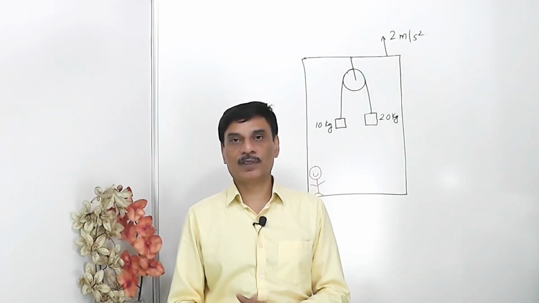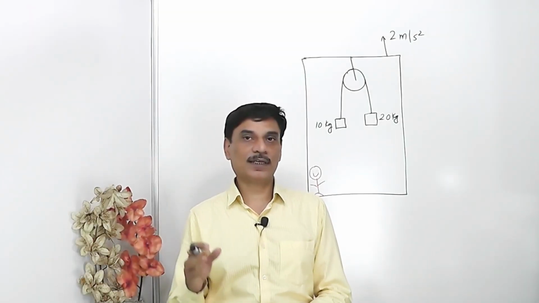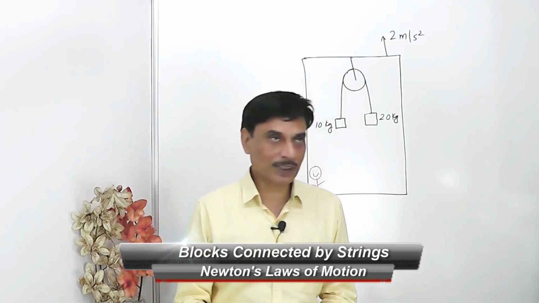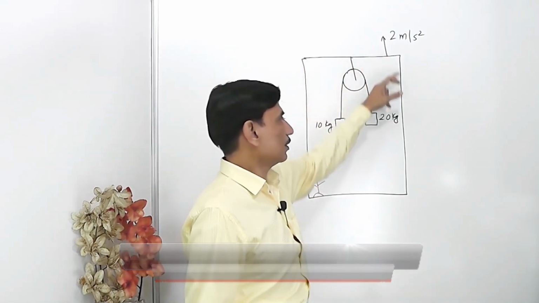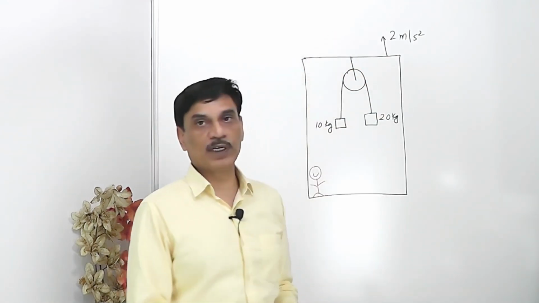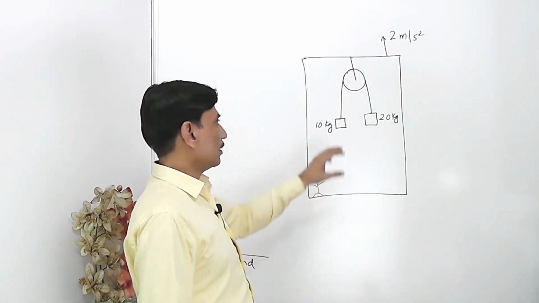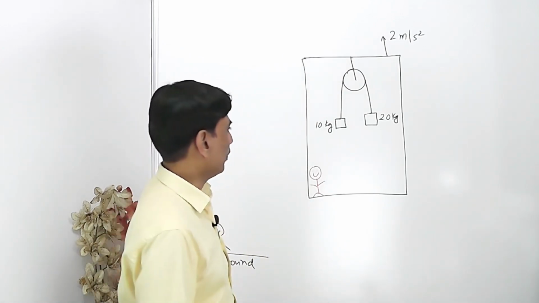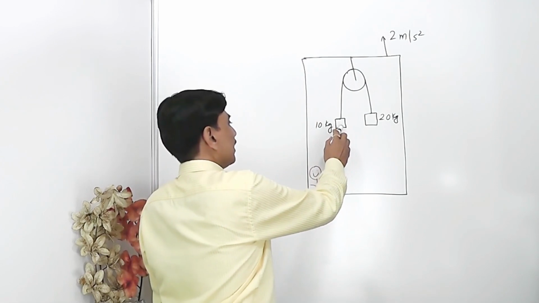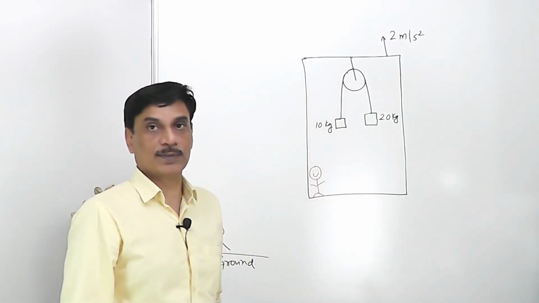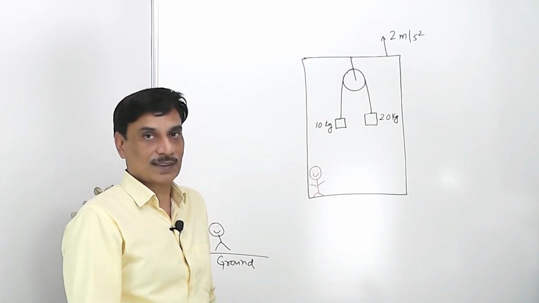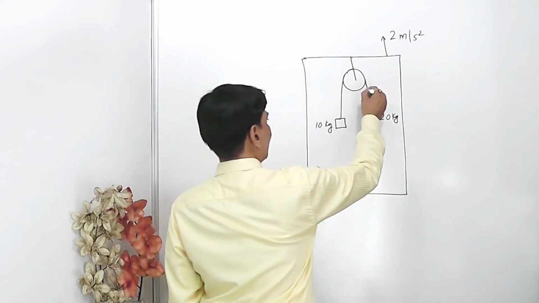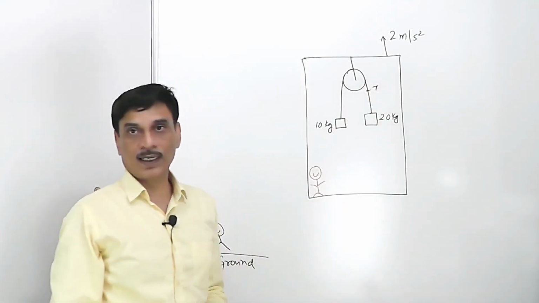Let's solve one more example using the concept of accelerating reference frames, where we make use of the concept of pseudo force. In this question, there is a lift which is accelerating up with 2 meters per second square, and this is a massless pulley tied to the roof of the lift elevator, and there are two masses hanging, 10 kg and 20 kg. This is a massless, ideal string, and it is moving up with 2 meters per second square. We have been asked what is the value of tension in the string.